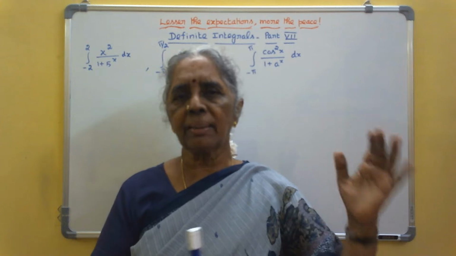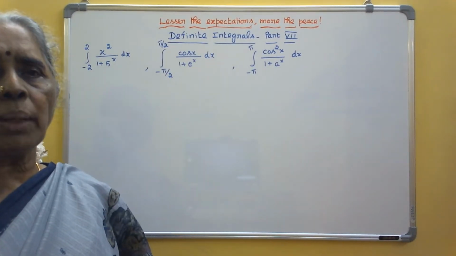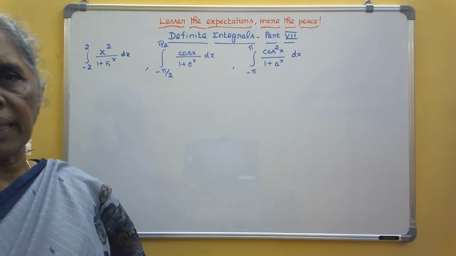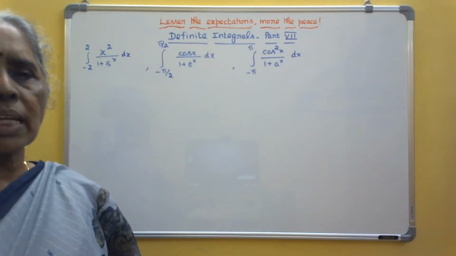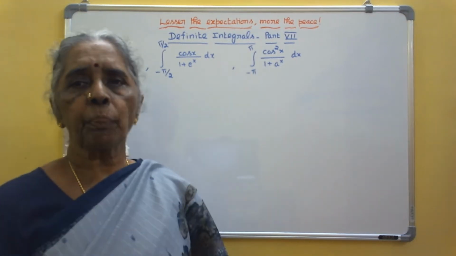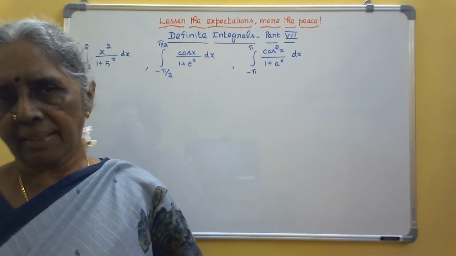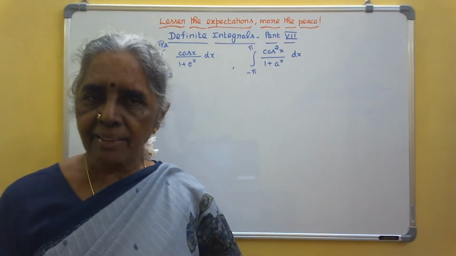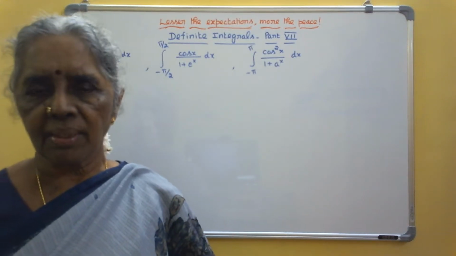Let us have a look at the three sums. Integral from minus 2 to 2 of x squared by 1 plus 5 power x dx. Integral from minus pi by 2 to pi by 2 of cos x by 1 plus e power x dx. Integral from minus pi to pi of cos squared x by 1 plus a power x dx. The limits are of the form minus a to a in all the three sums.